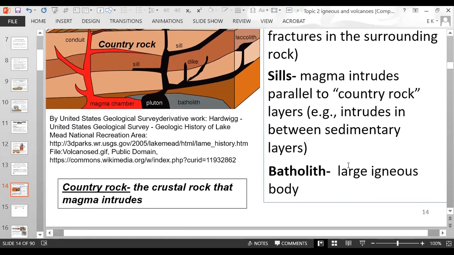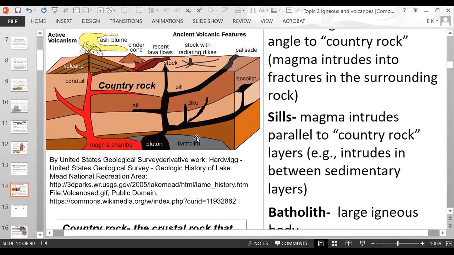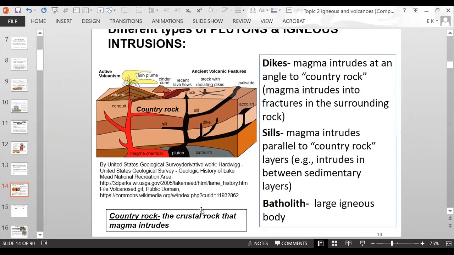And then a batholith is a large igneous body. So this is a batholith. Okay, and again, the country rock is the crustal rock that the magma is intruding.